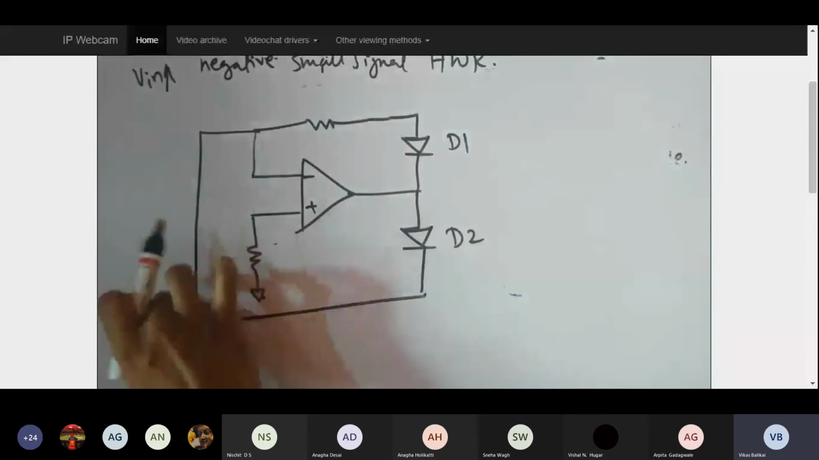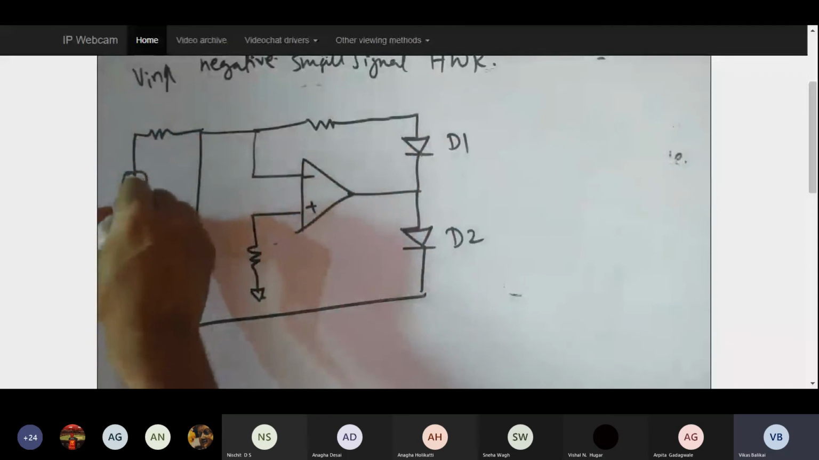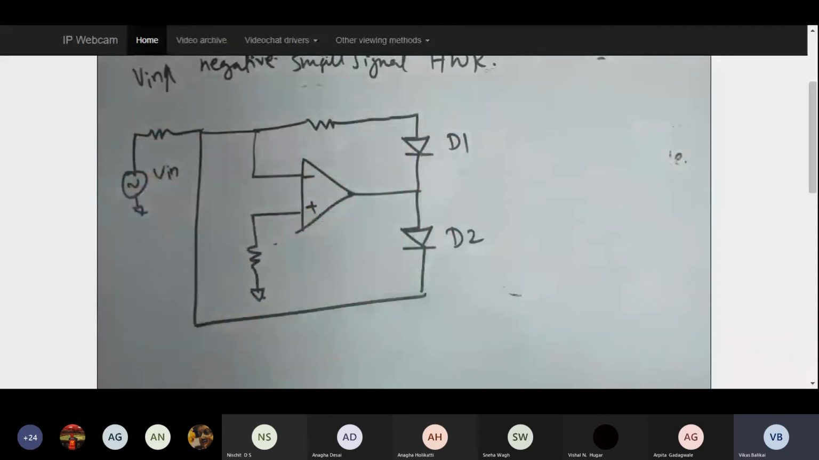Operation wise, everything is going to remain the same, but instead of one diode, I'm going to use two diodes. Now the reason for using two diodes is the output voltage. If I use only one diode, it will saturate very soon. So if I use two diodes, then the output voltage V0 of the op amp does not saturate. It will not reach saturation because of the combination of the two diodes. It will have either path.